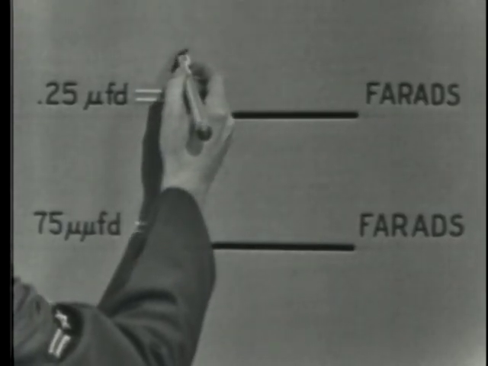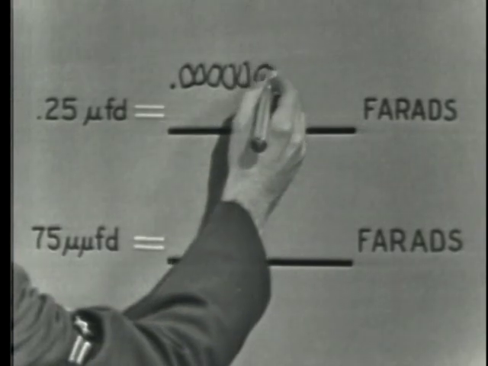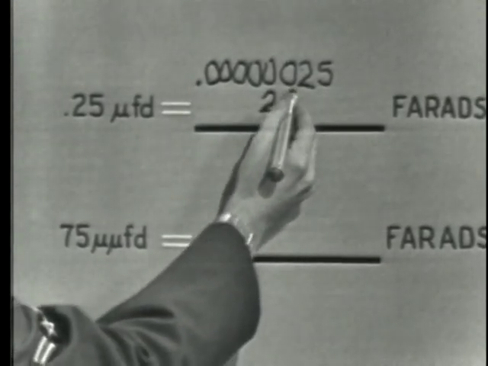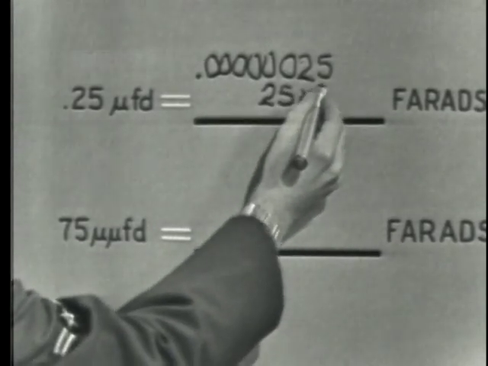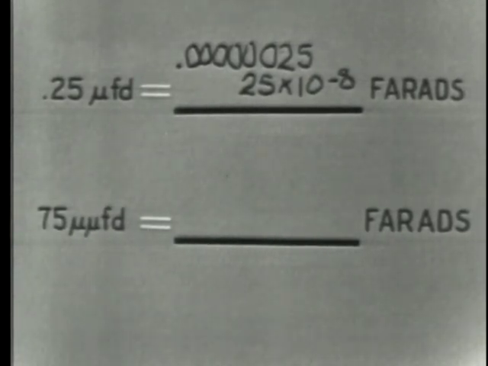Therefore, I can write this value in this manner. This is the way to express the value, 0.25 microfarads in farads. But you also know how to use the powers of 10, and that's the simplest way to write this number. All you need to do is count the number of places to the right of the decimal point and write the value as I did, using the number of places as the minus power of 10.